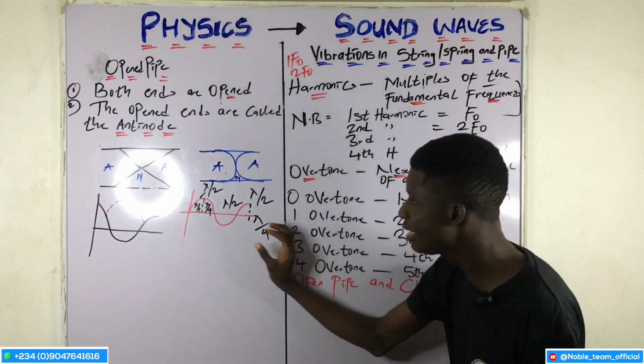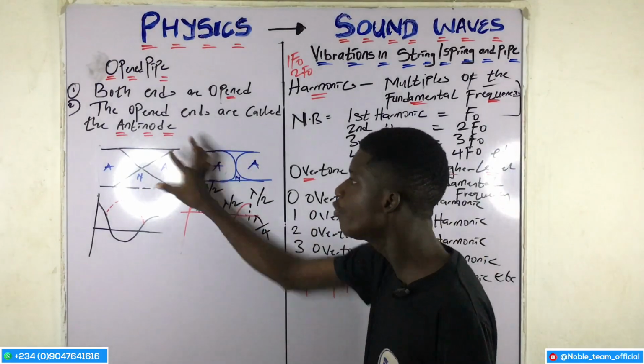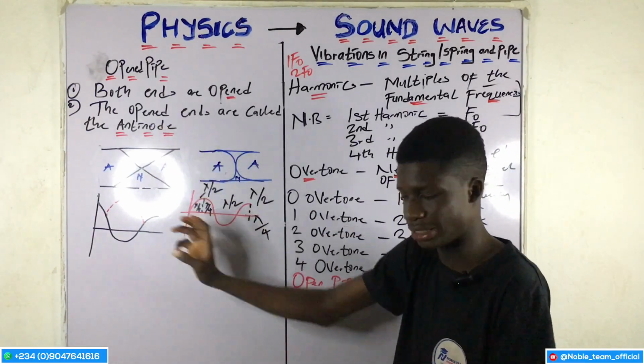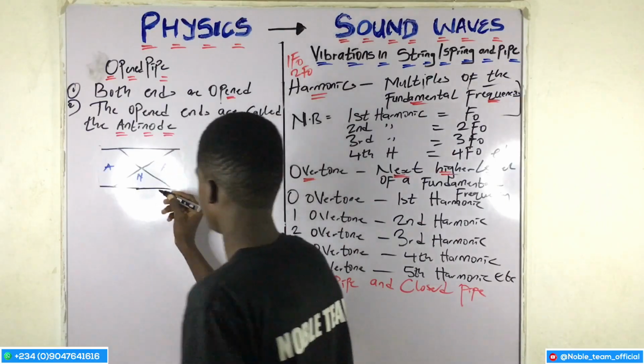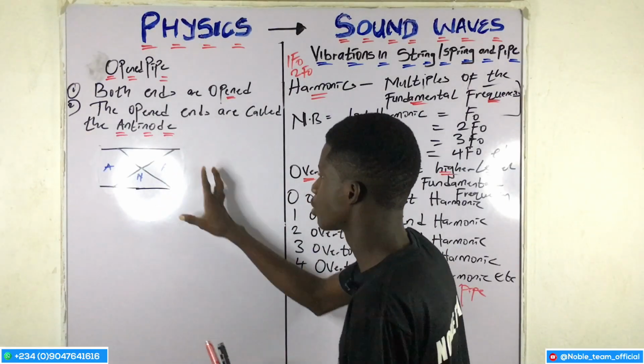Good. Now let me clean this plate so we can move into this deal. This is the guy that we have business with. Using this diagram, this is an open pipe. Okay, good.